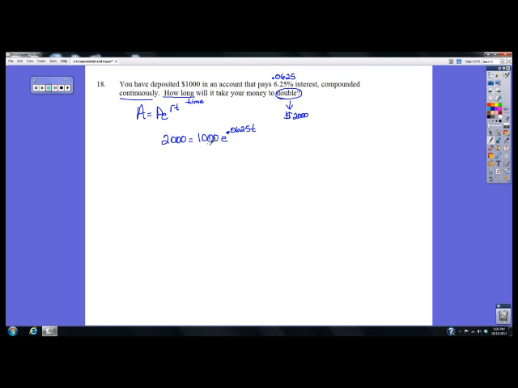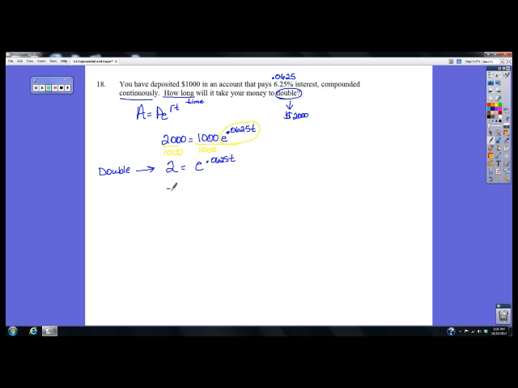The first thing I would do is work on getting this part by itself. So the first thing I would do is divide by 1,000. And if you divide by 1,000, then miraculously you end up with a 2 right there. Now think about this. If you're going to double, isn't doubling the number 2? That's why you ended up with a 2 there. If you're going to triple, you'd end up with a 3. If you'd quadruple, you'd end up with a 4. And that's just the way it works. So double, we ended up with a 2. So 2 equals e to the 0.0625t.